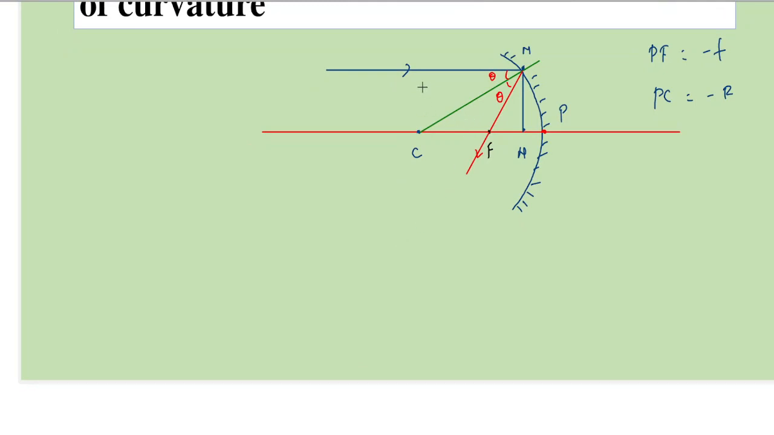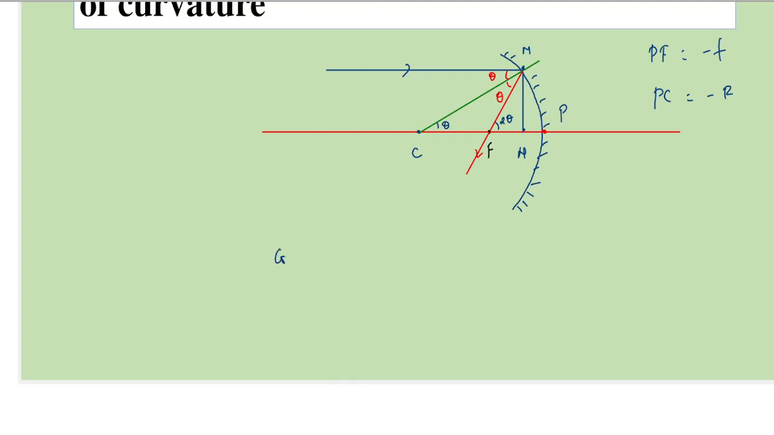Now if you look carefully, this incident light ray and CP are parallel light rays, and CM is a transversal. So this angle would also be theta. If this angle is theta, then from triangle CFM, this would be the exterior angle. From geometry, we know that the exterior angle is equal to the sum of the opposite interior angles. This would be 2 theta then.